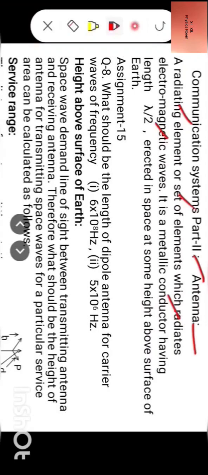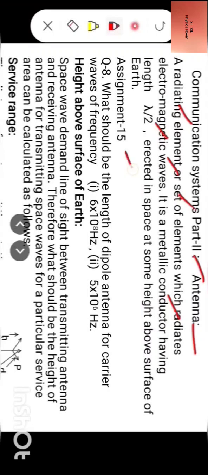I repeat, antenna is a radiating element or set of elements which radiates electromagnetic waves. It is a metallic conductor having length lambda by 2 erected in space at some height above surface of earth.